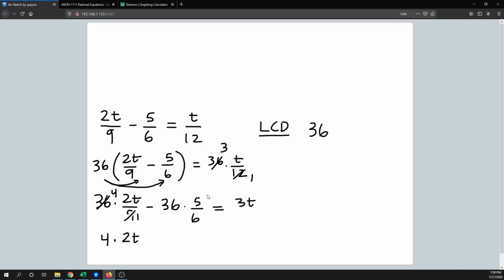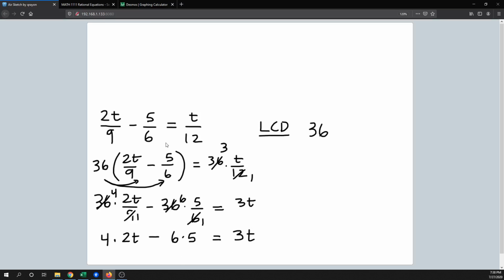All right, and then I have this minus. Same thing over here. 6 goes into 36 evenly. 6 goes into itself one time, and 6 goes into 36 6 times. So this is going to be 6 times 5 over 1. Since it's a 1, again, I'm not going to write it, okay? Okay, and so we wind up with this equation here. And you'll notice there are no fractions in here. So that is the general idea.